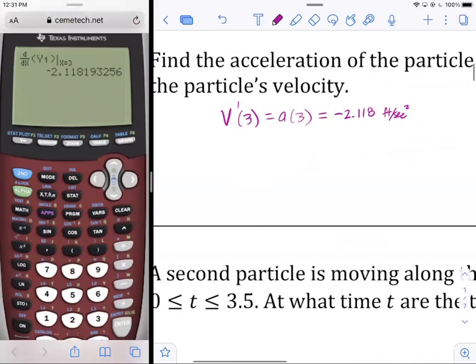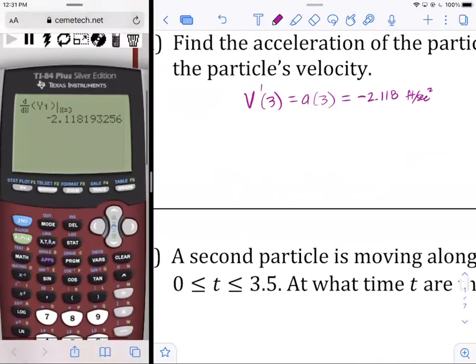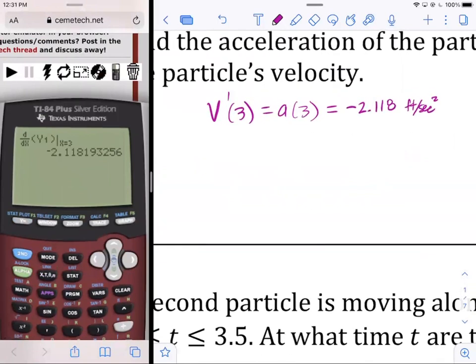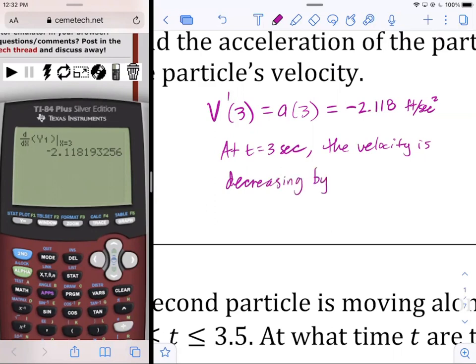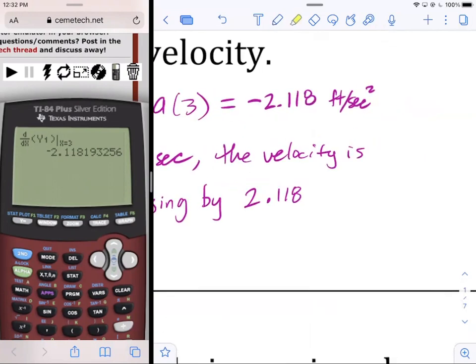Explain the meaning in terms of the particle's velocity. Okay. So final answer always gets units. And now we'll say at t equals 3 seconds, the velocity is decreasing by positive 2.118. And then remember, since we're talking about velocity, it'll be feet per second. And then you write out per second. Those units have to match.